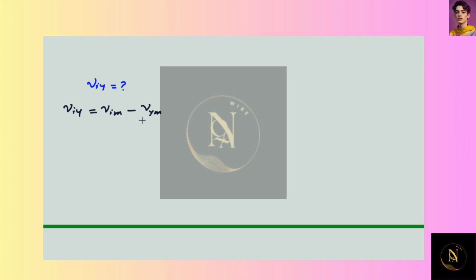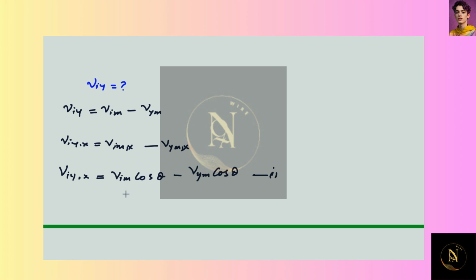respect to the mirror. Now, resolving this into components, we can write the x component as V_IY x is equal to V_IM x minus V_YM x. So this can be written as V_IY x is equal to V_IM cosine of theta minus V_YM cosine of theta. We call it equation number 1.